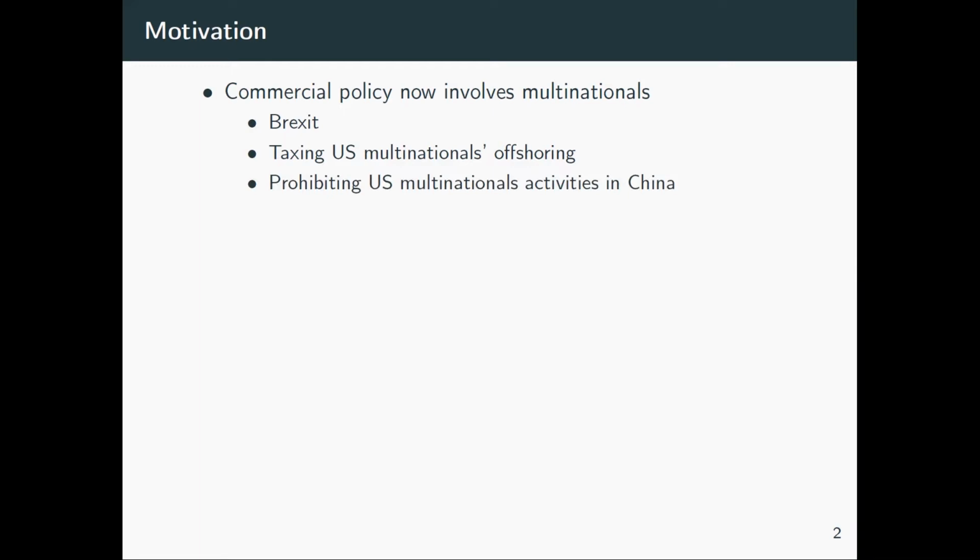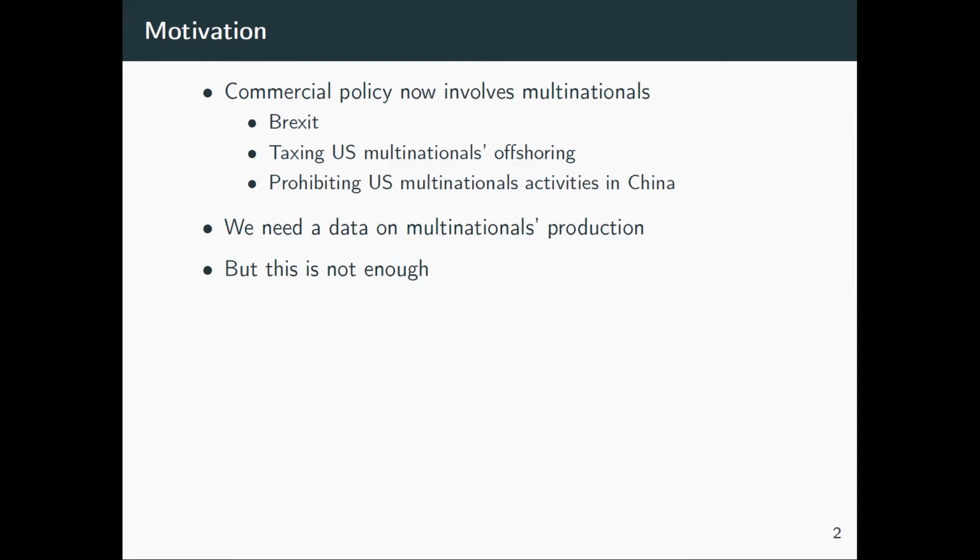We want to know the impact of these policies, and to do that, we need data on multinationals' production. Like, where do they locate their production? How much do these affiliates produce in each country? But we know that this is not enough. We need to know where the output of these affiliates is sold.